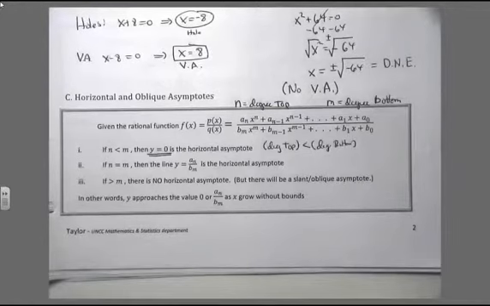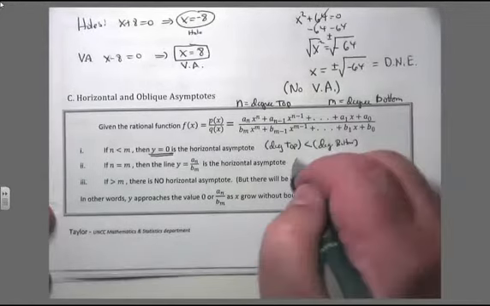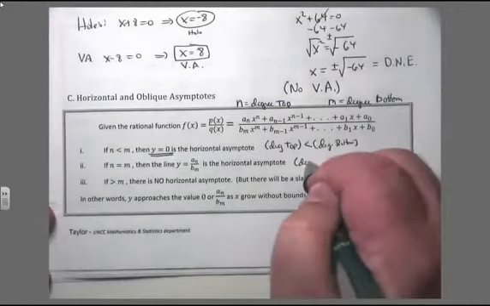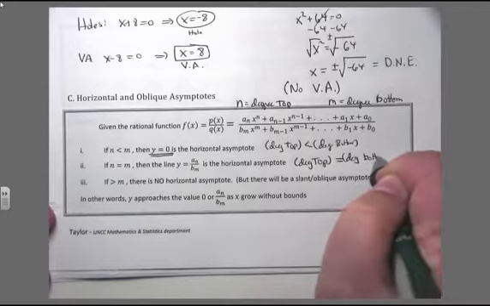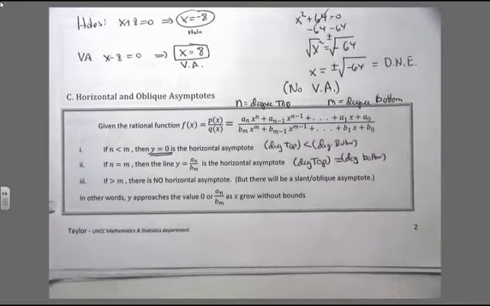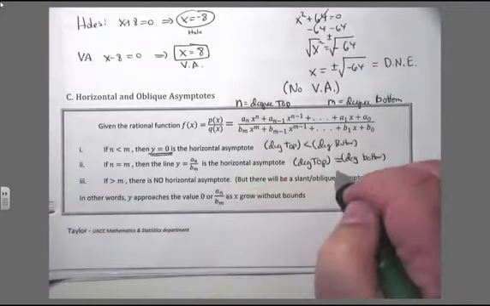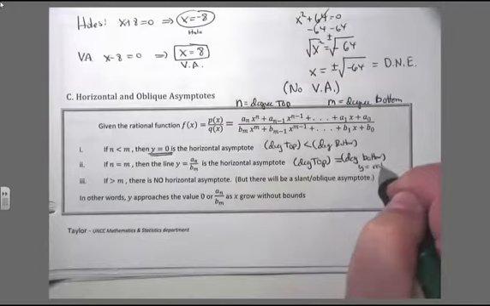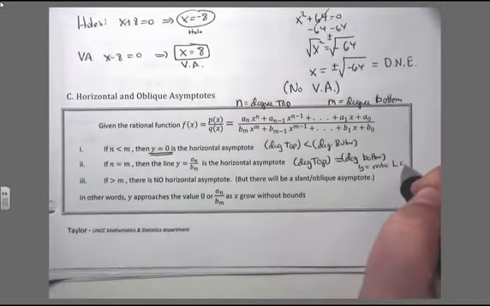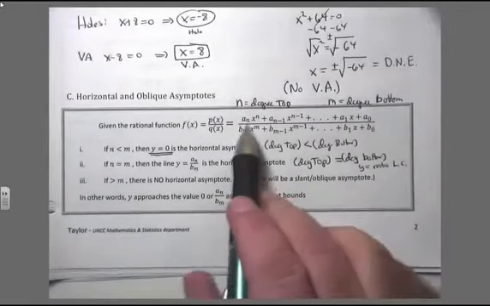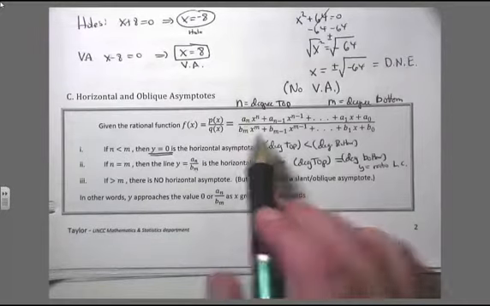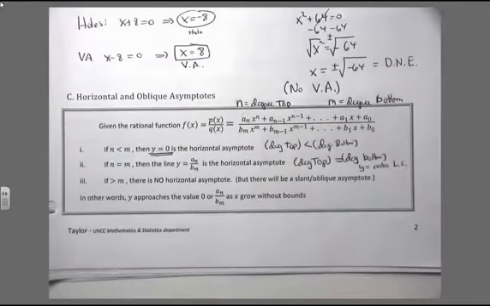When n equals m, or in other words, the degree of the top is equal to the degree of the bottom, you get y equals the ratio of the leading coefficients, a sub n over b sub m. Y equals the ratio of leading coefficients, the a sub n over b sub m.